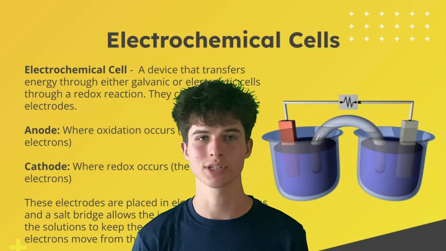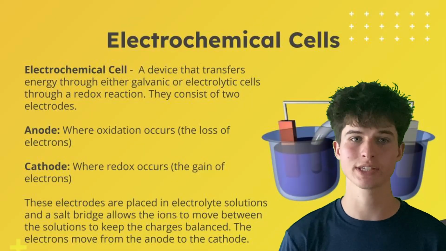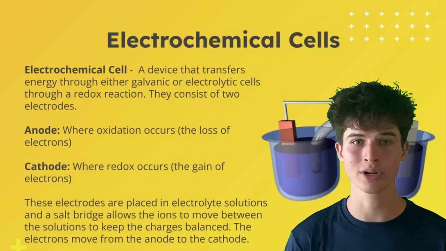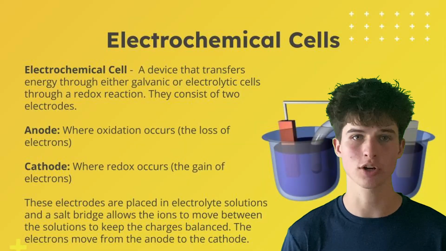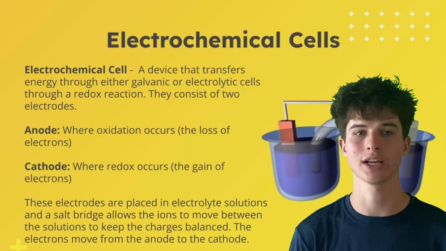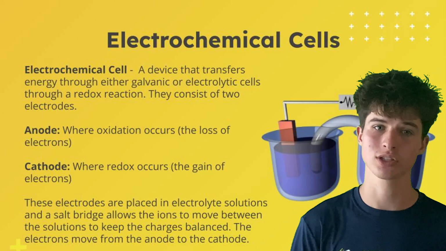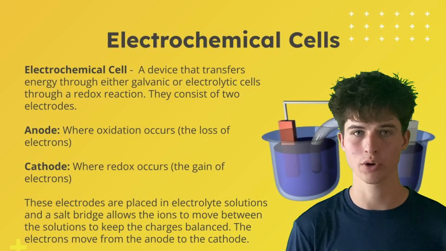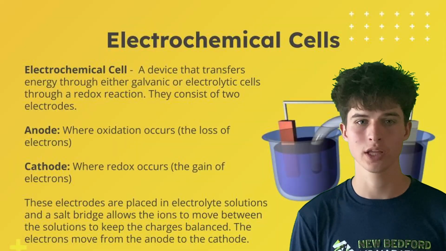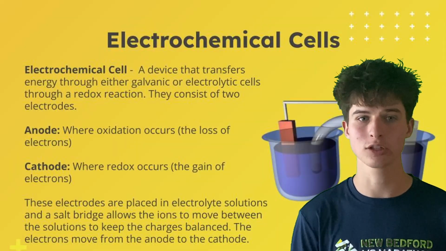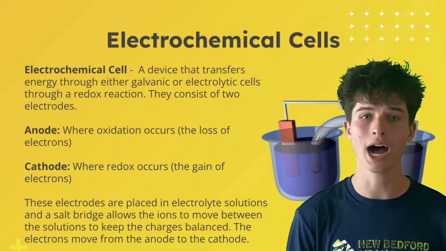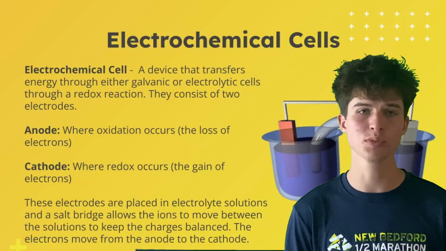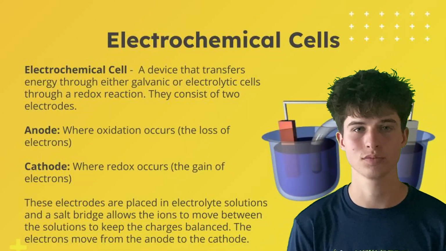Here's an electrochemical cell. An electrochemical cell is a device that transfers energy through either galvanic or electrolytic cells through a redox reaction. They consist of two different electrodes: the anode, where oxidation occurs, or the loss of electrons, and the cathode, where reduction occurs, where the electrons are given to. These electrodes are placed in electrolytic solutions, and a salt bridge allows the ions to move between the solutions to keep the charges balanced. The electrons move from anode to cathode.